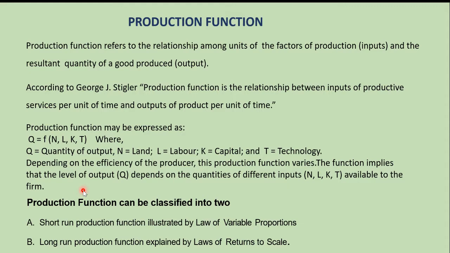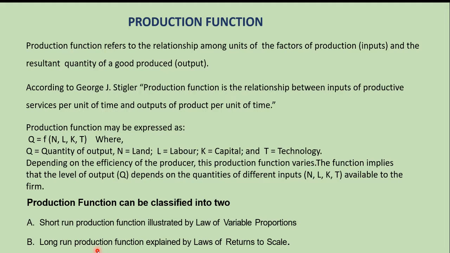So production function can be classified into short run production function and long run production function. So in microeconomics, the distinction between long run and short run is made on the basis of fixed inputs that inhibit the production.